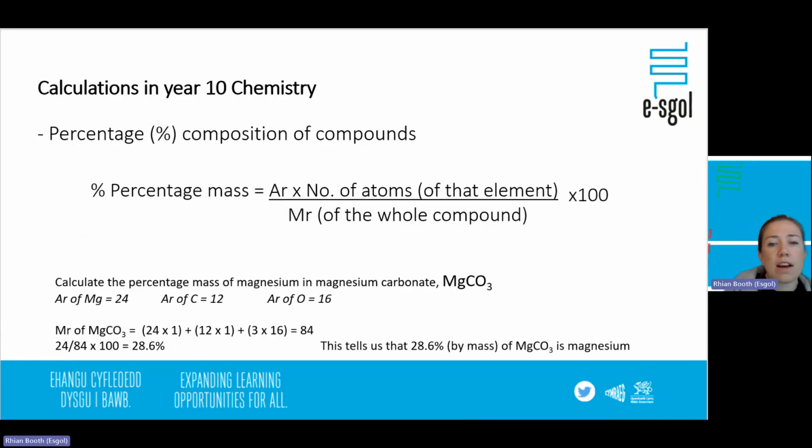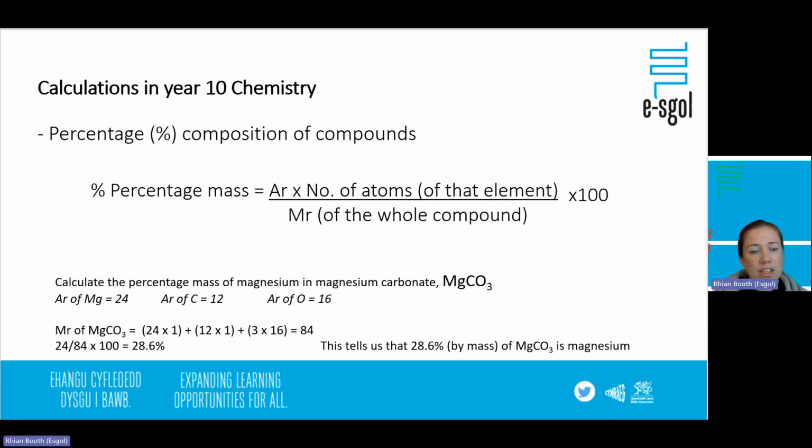So here we have the following question. Calculate the percentage mass of magnesium in magnesium carbonate. Okay, and the formula is there for you, so MgCO3. I've also popped down there the Ars from the periodic table, just in case you don't have one at hand. The Ar of magnesium is 24, Ar of carbon is 12, and the Ar of oxygen is 16. You will use lots of these elements over and over, so you will get to know some of these off by heart, okay, such as carbon and oxygen, for example.